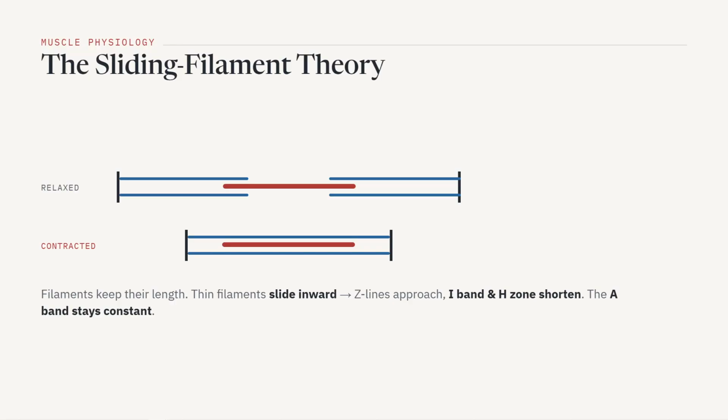The I band shrinks, because the thin filaments are moving into the thick filament region. The H zone shrinks too, as thin filaments encroach on the center. But the A band, the length of the thick filaments, never changes, because the thick filaments aren't getting shorter. That constant A band is the diagnostic fingerprint of the sliding mechanism. So the obvious next question is, what actually pulls the thin filaments inward? For that, we need calcium.